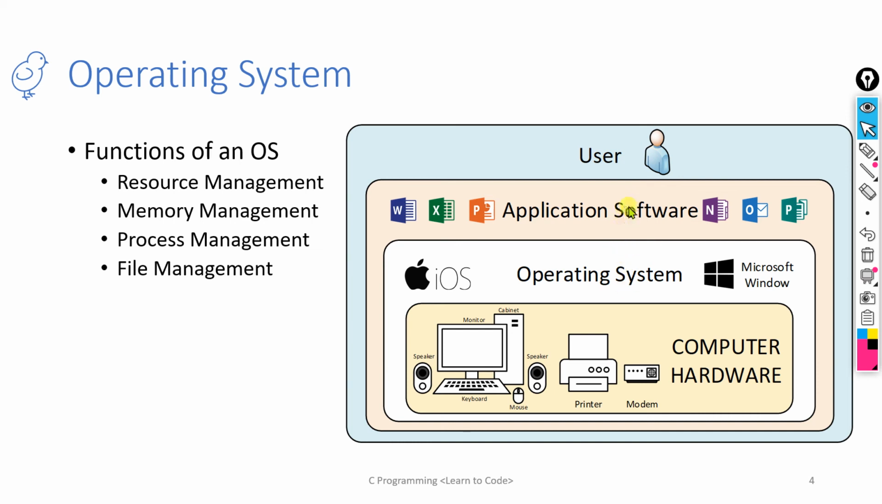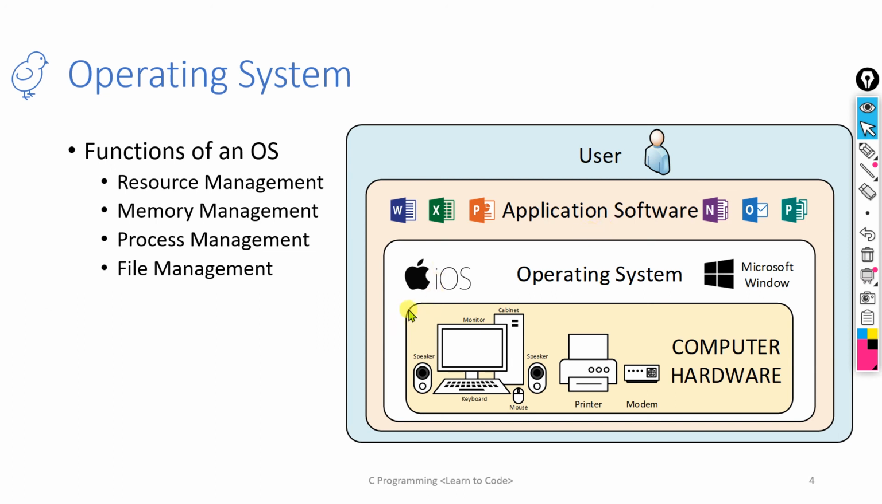These layers are called the software layers. And how is software written? Software is written using some programming language. Software is a set of instructions, and these instructions are written using particular programming languages.